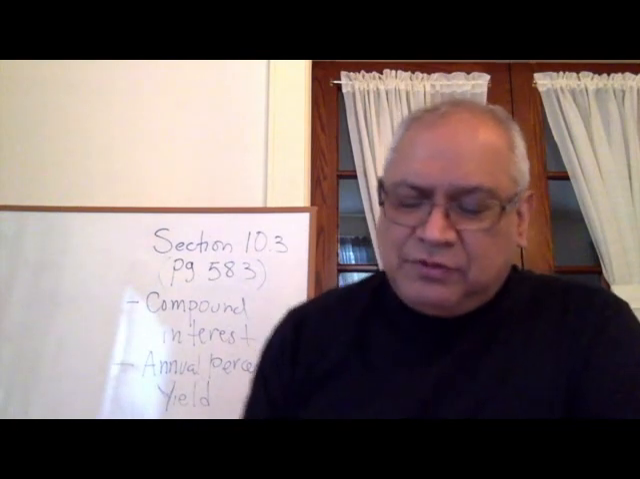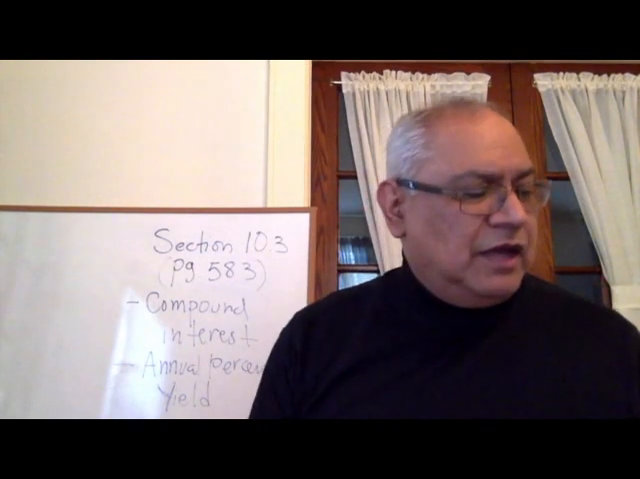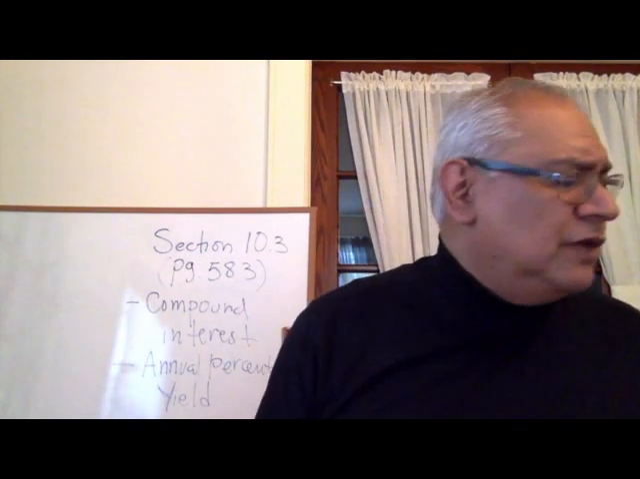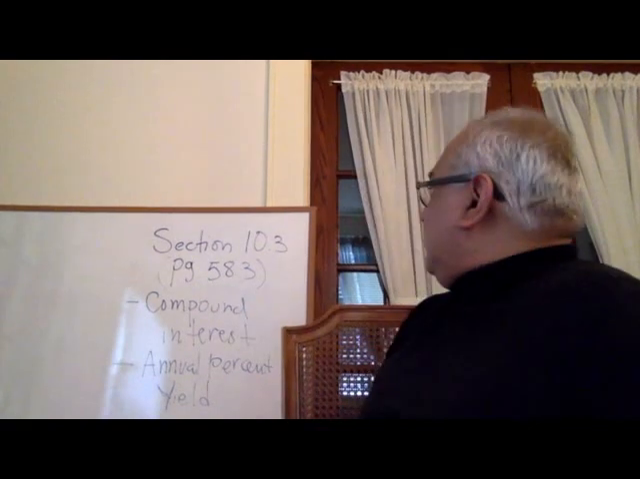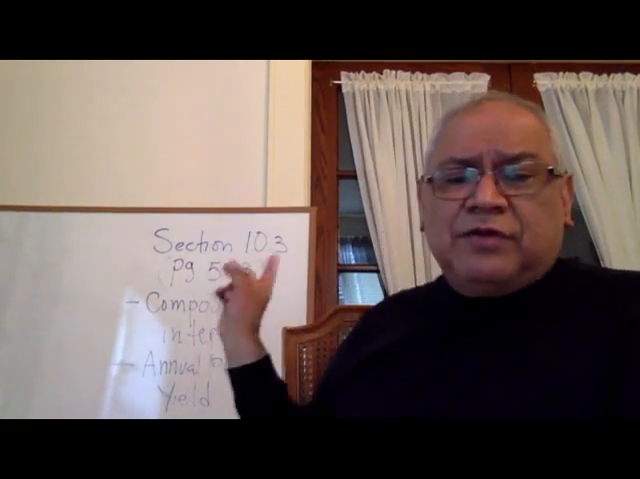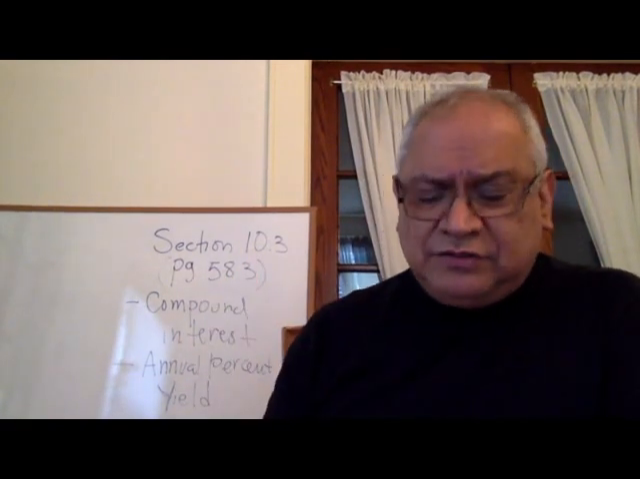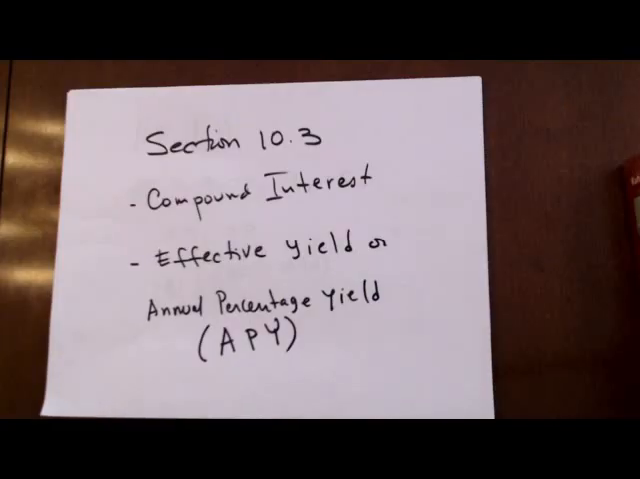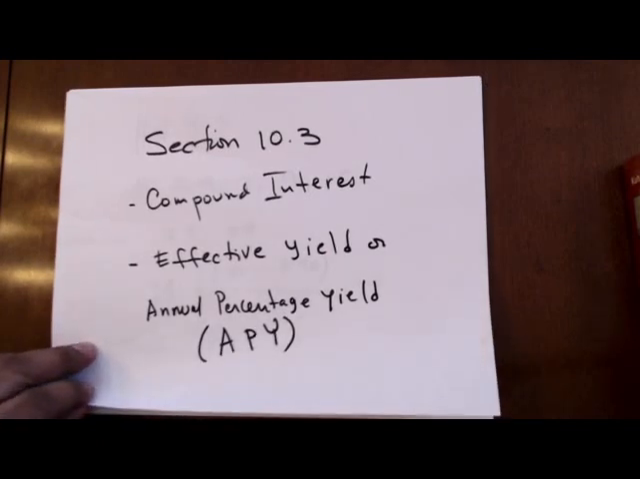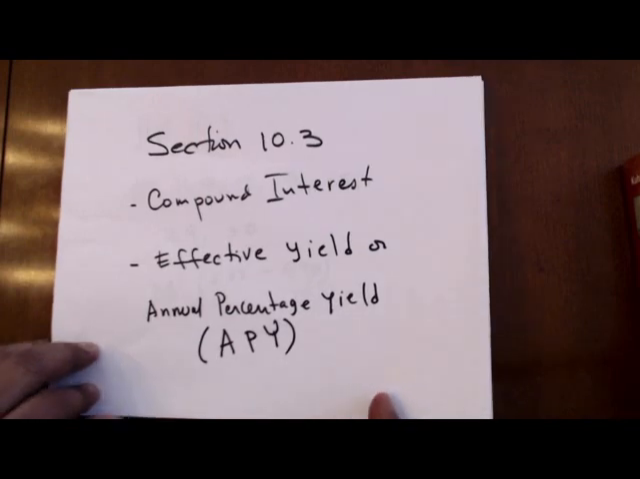This is section 10.3, and that can be found on page 583. You have it in the background there. And so let's get started. Section 10.3. Compound interest, effective yield or annual percentage yield, APY.